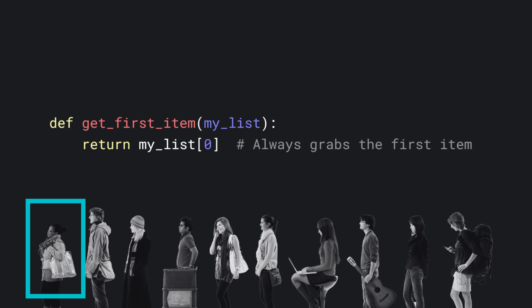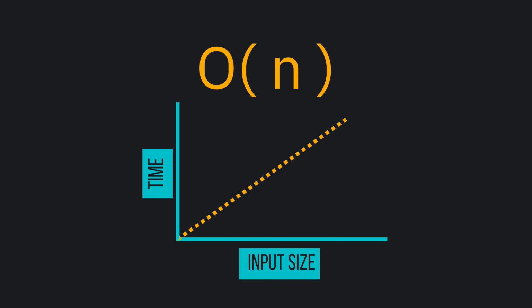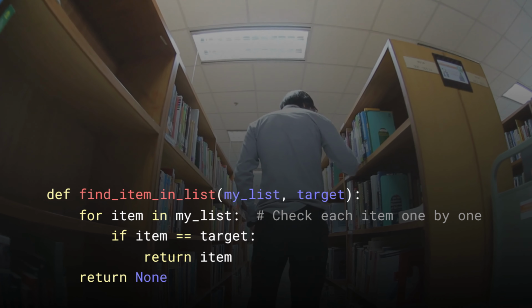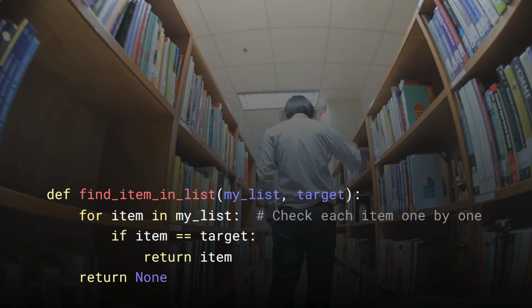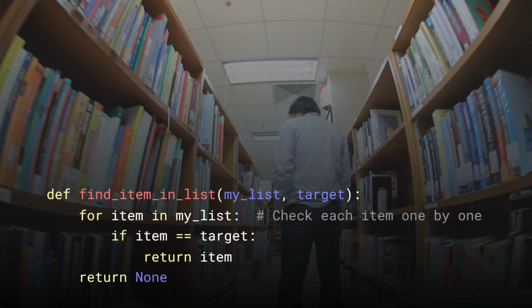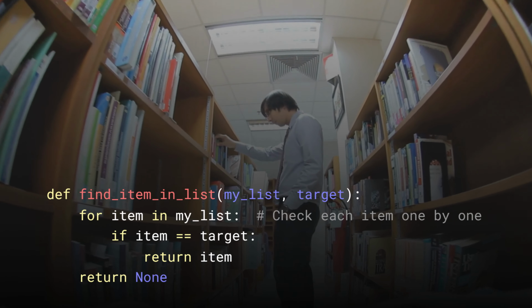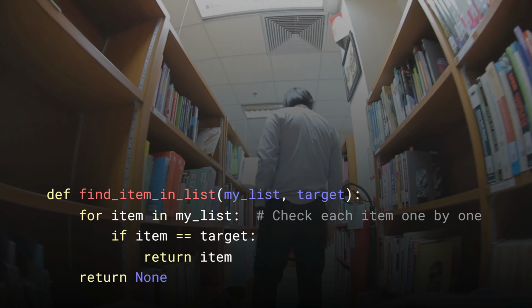Now that we understand constant time, let's build on that with big O of n or linear time. The n here represents the size of your input data. Linear time means if you double your data, you roughly double your processing time. This is like looking for a specific book in a library by checking every single book one by one. If the library has twice as many books, it will take roughly twice as long. The relationship is linear, hence big O of n.